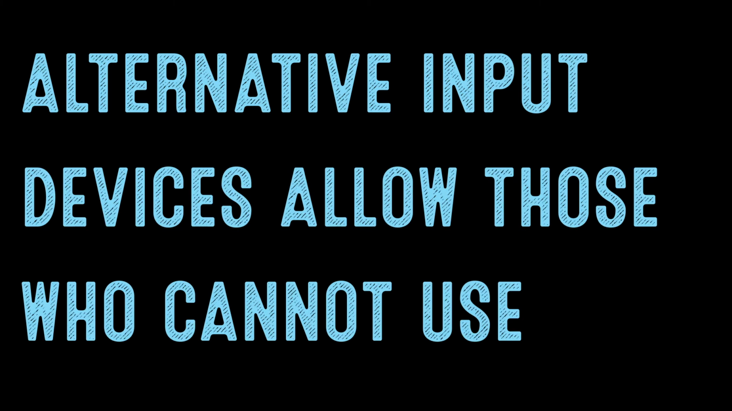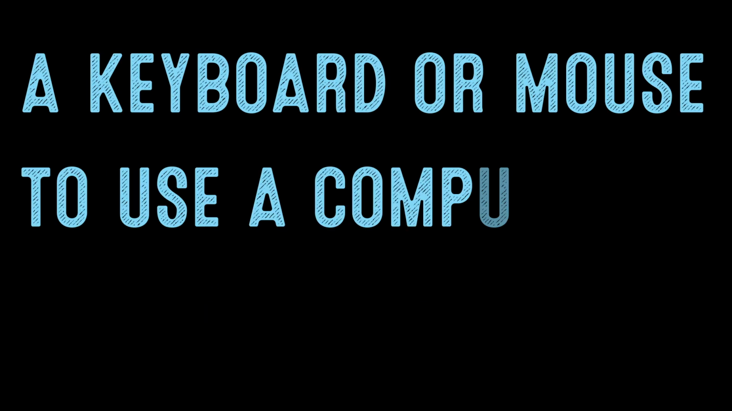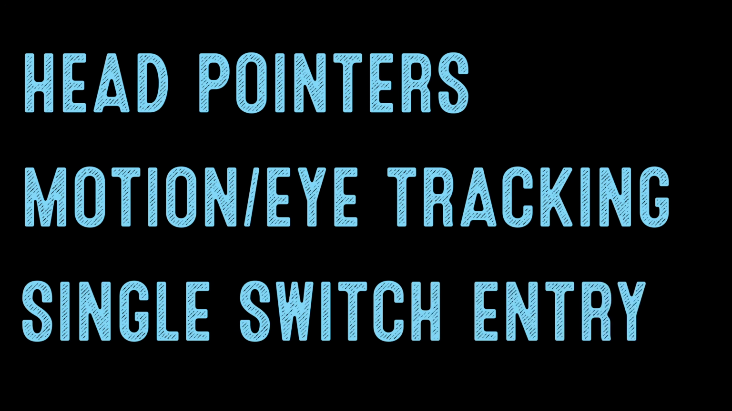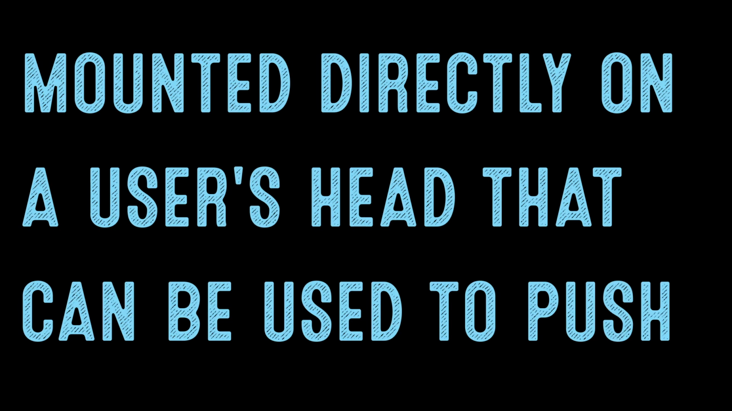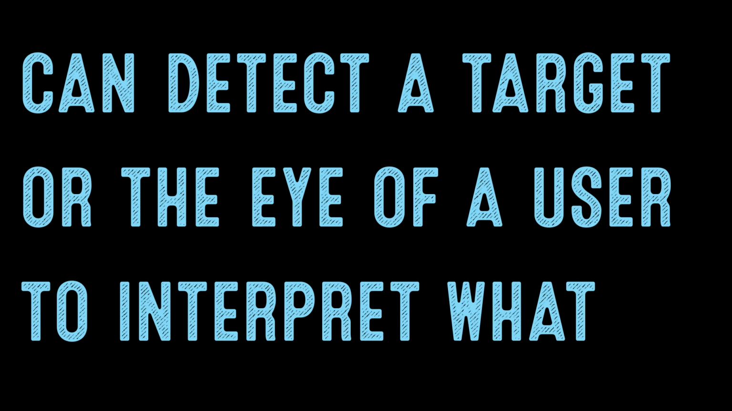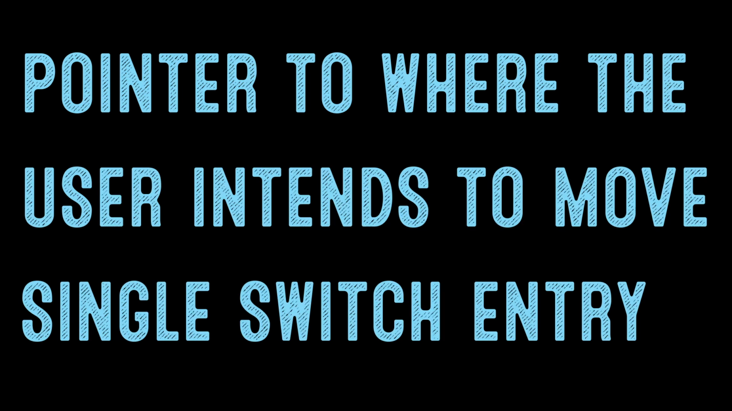Alternative input devices allow those who cannot use a keyboard or mouse to use a computer. Several types of devices fall under this category, including head pointers, motion or eye tracking, single switch entry. Head pointers consist of a stick or object that is mounted directly on a user's head that can be used to push keys on a keyboard. Motion or eye tracking software can detect a target or the eye of a user to interpret what action is desired and can translate this to placing the mouse pointer to where the user intends to move it.